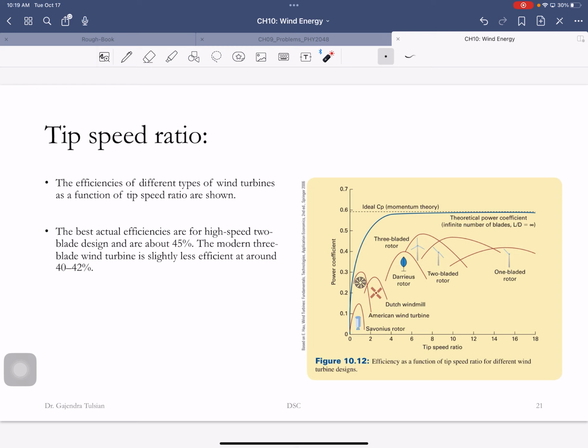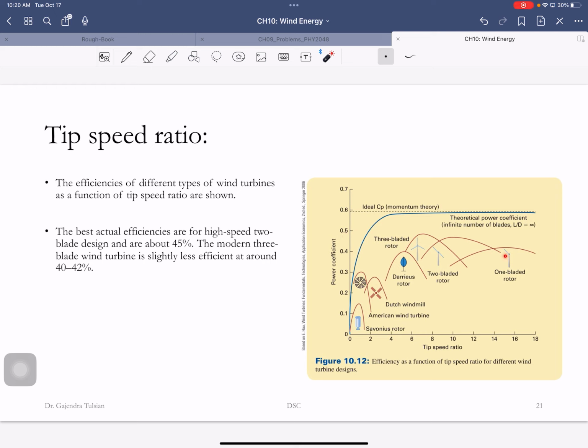What this shows you, with tip speed ratio, is how much energy a windmill with one blade can extract. The best it can do is about 40%, and this would work well in very high speed winds. A two-blade rotor works well in these wind speeds, and that's the best it can do. A three-blade wind rotor works well in these wind speeds, and that's the best it can do.